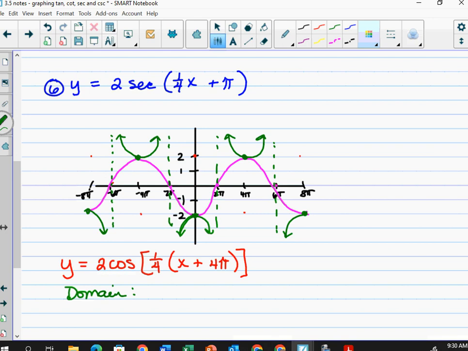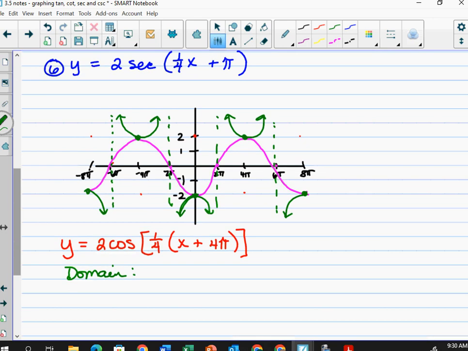How are we doing on this one? If you can do sine and cosine well, secant and cosecant are not that bad. If you're not so strong on sine and cosine, secant and cosecant are going to be very challenging.